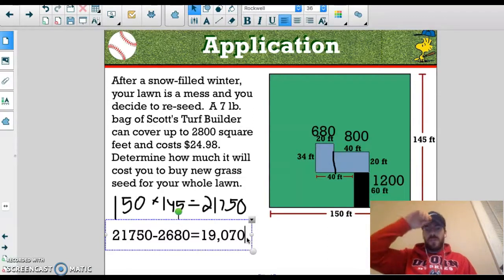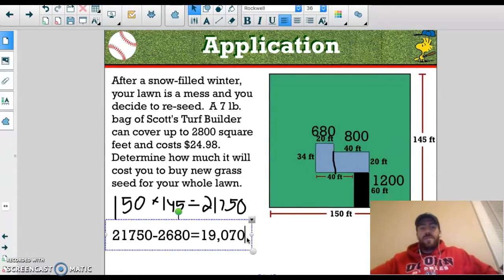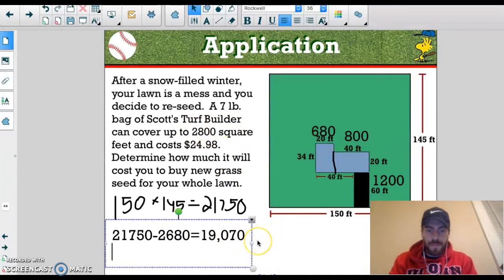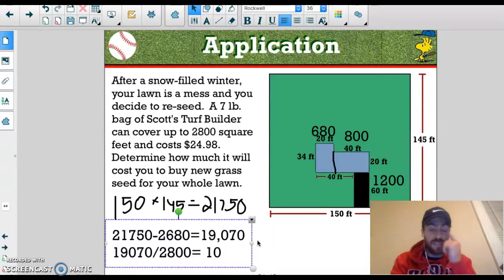That's how many square feet we need to fill with Turf Builder. Now, one bag of Turf Builder covers that much. So we can do 19,070 divided by, that will tell us how many bags we need to purchase. We need to divide about 19.61. So if it's 19.61, we're going to need 10. We need 10 bags. So this is 9.61. So we need 10.